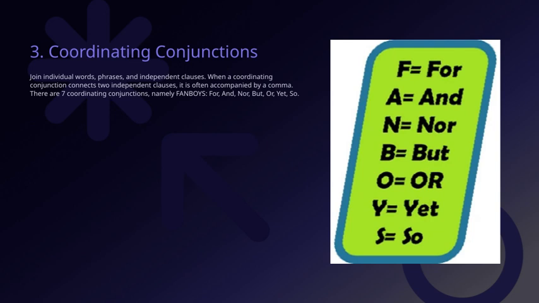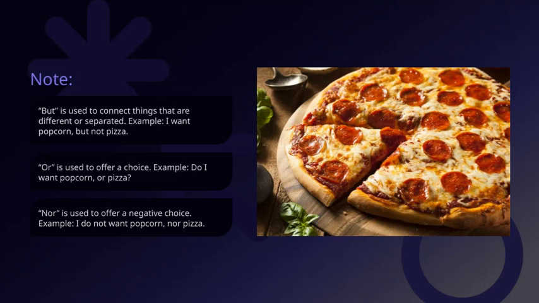Understanding these conjunctions is key to constructing clear, effective sentences that flow smoothly and connect your ideas logically, which is essential in delivering a compelling message throughout your presentation. Let's look at how we use these different words to connect ideas. First, nor is used when you want to offer a negative choice. For example, if I say, "I do not want popcorn nor pizza," I'm indicating that I don't want either option. It's a way to emphasize that both are off the table.